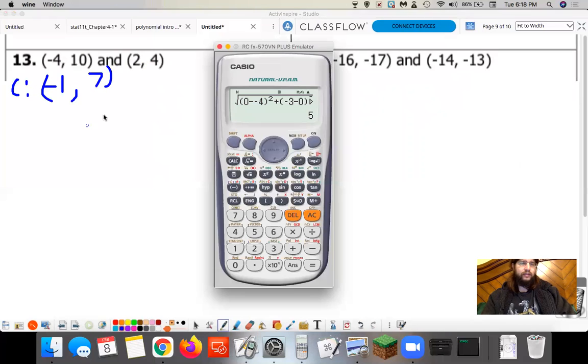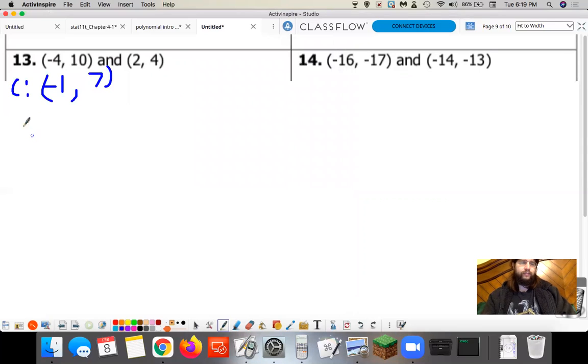For the radius, not doing that one in my head. -4 minus 2 squared plus 10 minus 4 squared gives us 6 square roots of 2. Again, we don't really care. We need the square of that, which is 72. So (x + 1) squared plus (y - 7) squared equals 72.